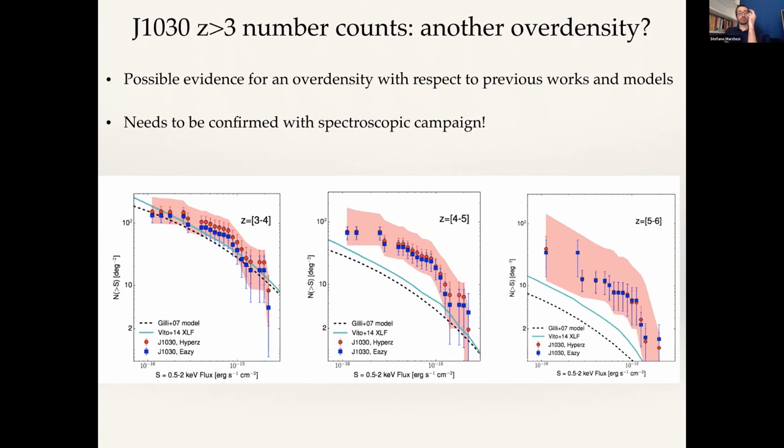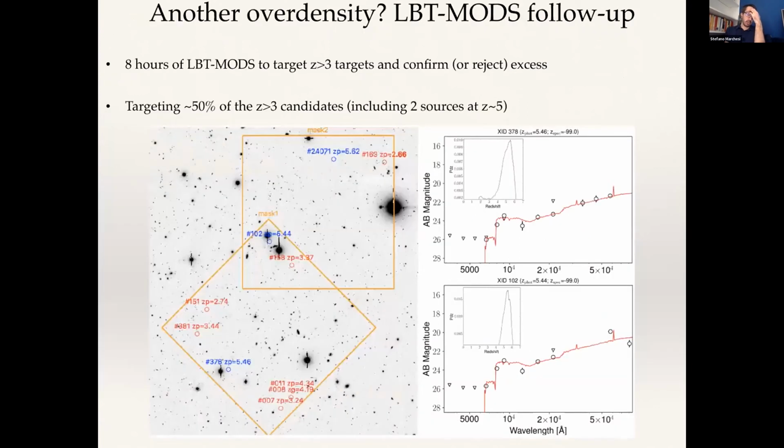But nonetheless, as I mentioned earlier, the vast majority of the sources, actually all of them in the redshift bin between 4 and 5, only have a photometric redshift. So we need to confirm these results with a spectroscopy campaign. If confirmed, it will be an excellent result because we already know that there are several overdensities here. So just to summarize a couple of future developments, one is in particular on confirming these high-redshift sources.